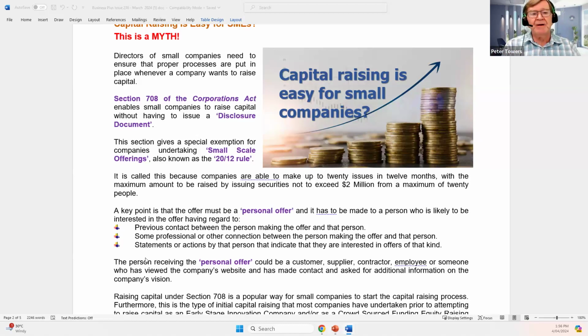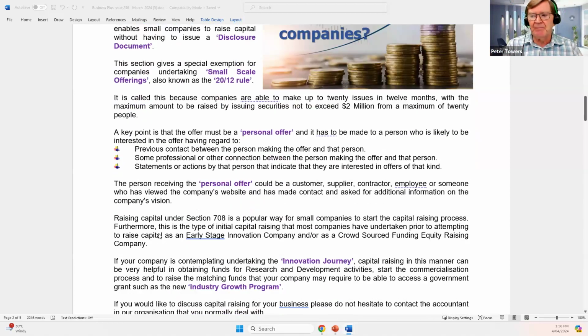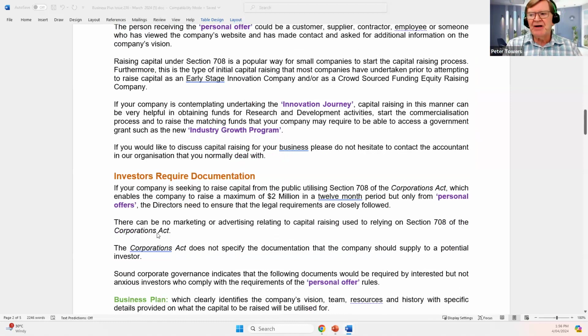All of this should be documented, especially with the 20 that are accepted or indicate they wish to subscribe. I've personally never heard that ASIC followed these sections up, but it's in the Corporations Act. They could follow up, especially if there was ever a complaint made by someone. Investors require documentation.